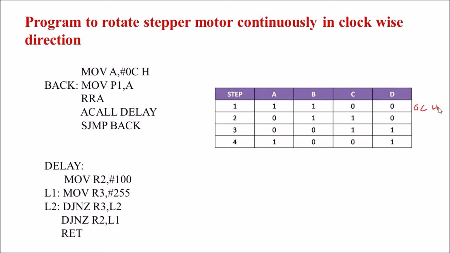For delay, we can write any simple delay program. Here, using registers R2 and R3, the delay program is written. So this program will rotate the motor continuously in the clockwise direction.